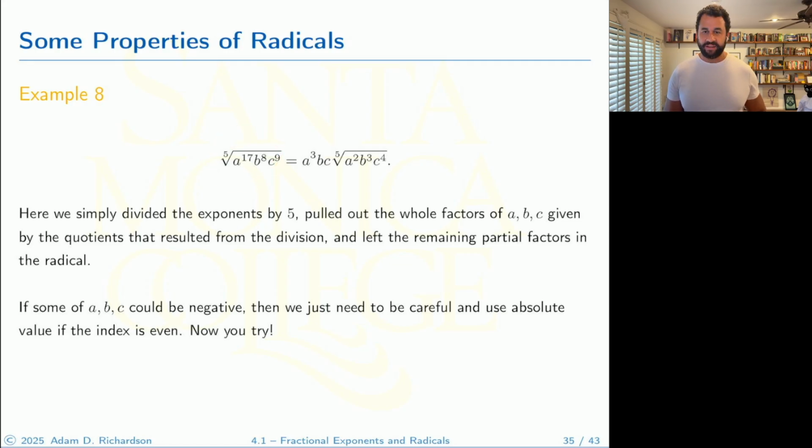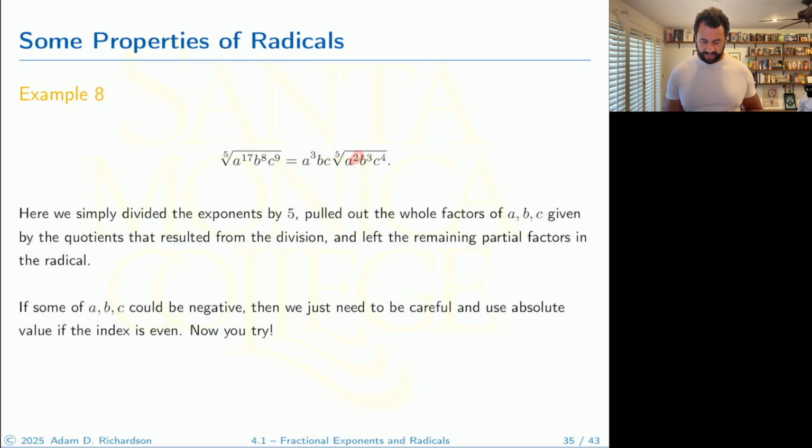Here we just divided each one of these exponents by 5 and then left the remainders in. So again, 17 divided by 5, that's 3. So I'm going to have 3 whole factors of A that can come out. 8 divided by 5 is 1 plus a remainder. I have 1 whole factor of B that comes out. Same with C. I have 1 whole factor of C that comes out. And then what's left? The remainders.